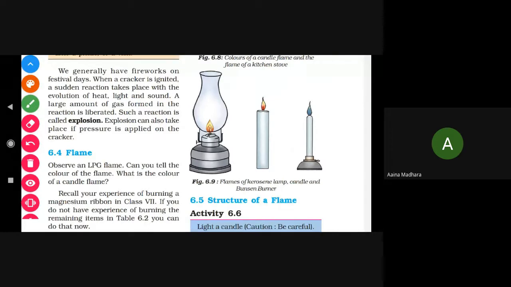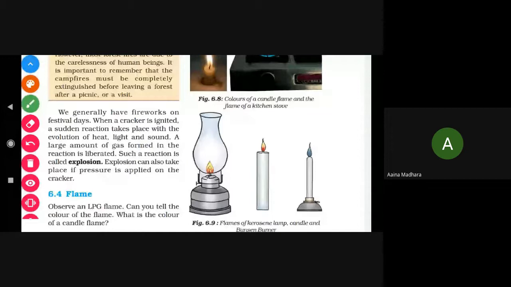Explosion can also take place if pressure is applied on the cracker. Okay.